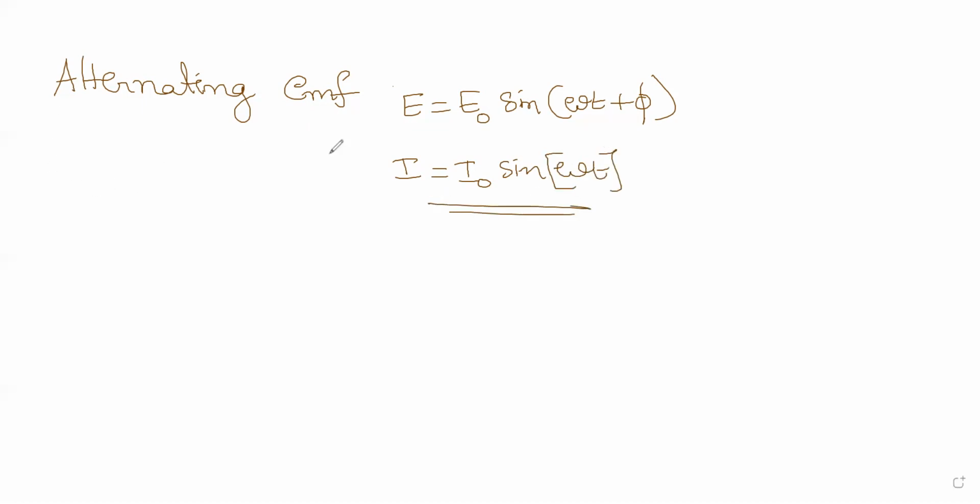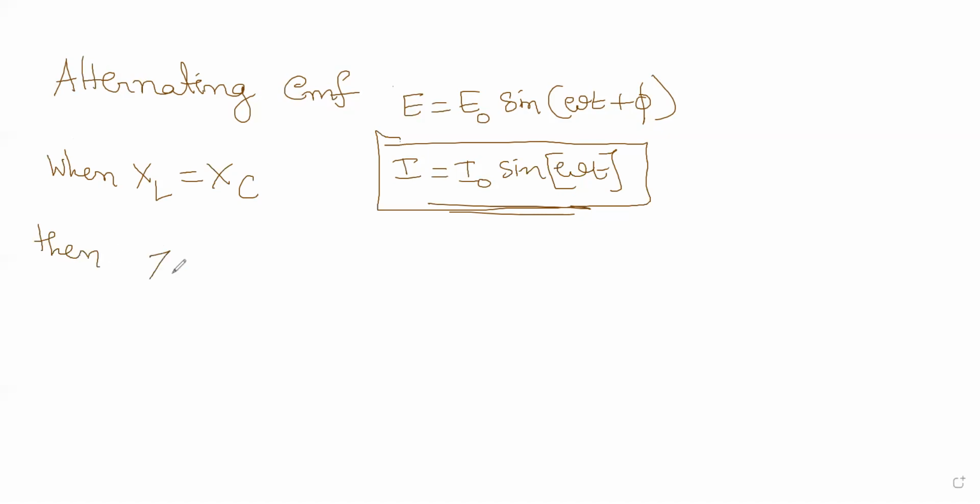Now, why have we taken the current into consideration? Because it is a series circuit, current remains constant. So that's why we have taken current into consideration, and the potential drops. That's how we do. Now, the next part is that we have some special cases. When XL is equal to XC, then let's find Z. Z is equal to square root of XL minus XC whole square plus R square. So when XL equals XC, this part goes to 0, then Z becomes R.